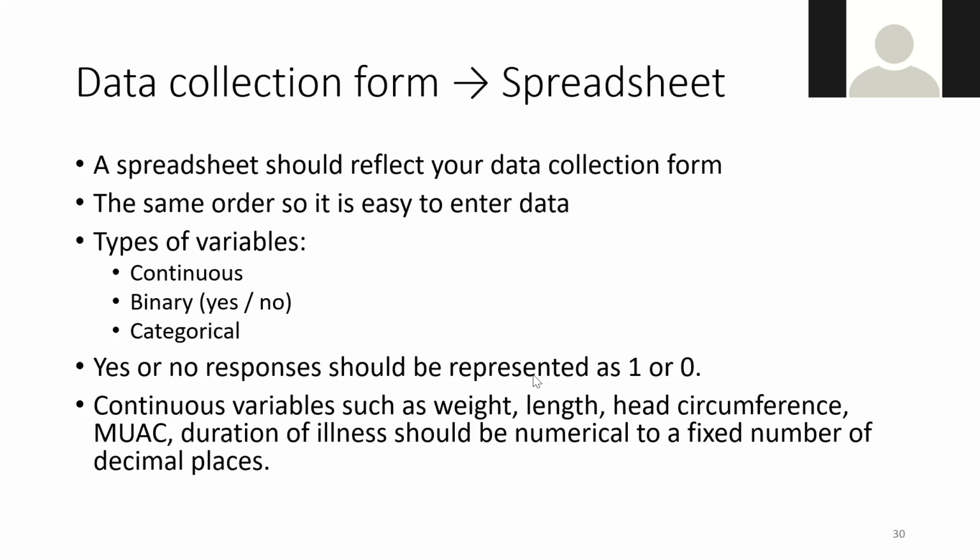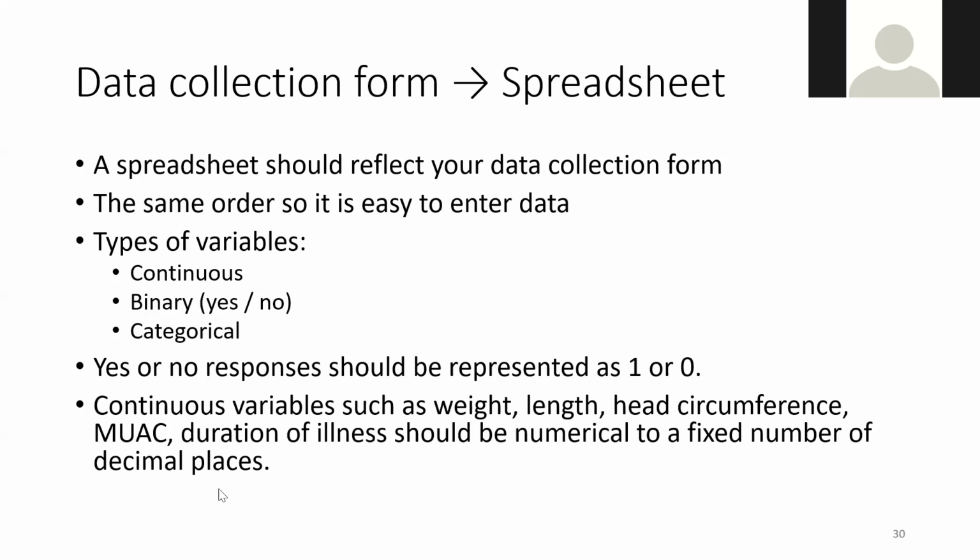And so your yes or no responses should be represented on your spreadsheet as 1 yes or 0 no, right? It's simple like that. The outcome could be measured as yes or no, like died, survived, so you'd measure the outcome as survived is 1, died is 0, for example.